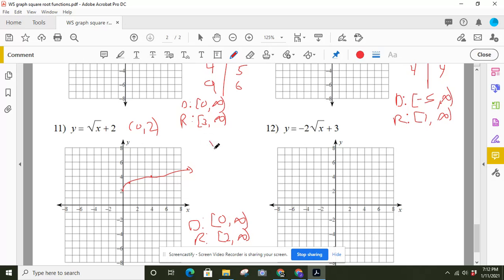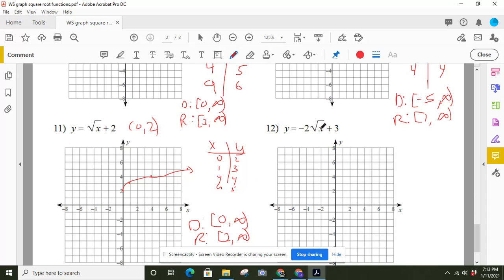All right, table of values real fast. Again, you're going to get 0, 2. All right, 1, 4, 9, and then these just go up by 1. 3, 4, 5.